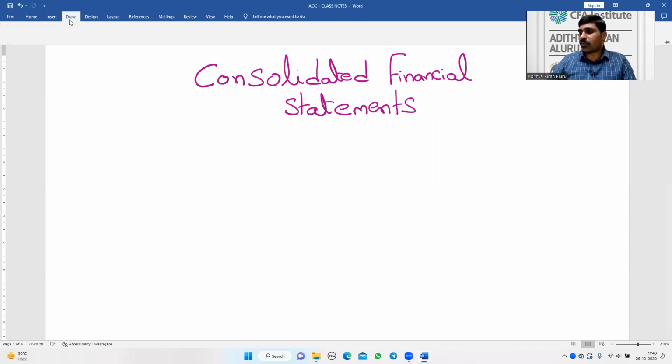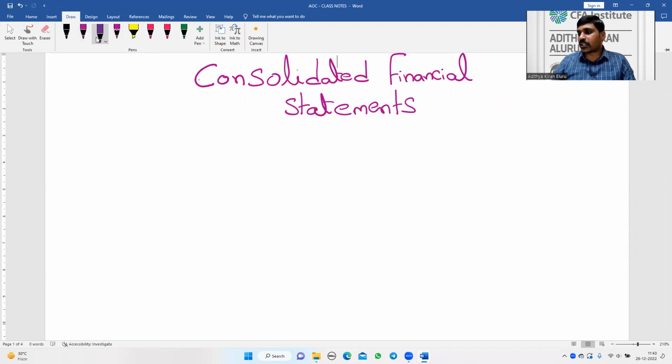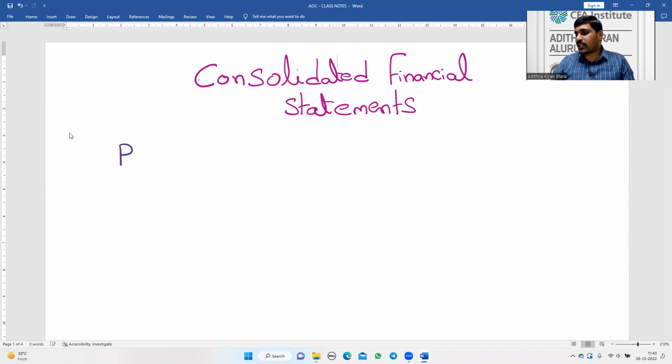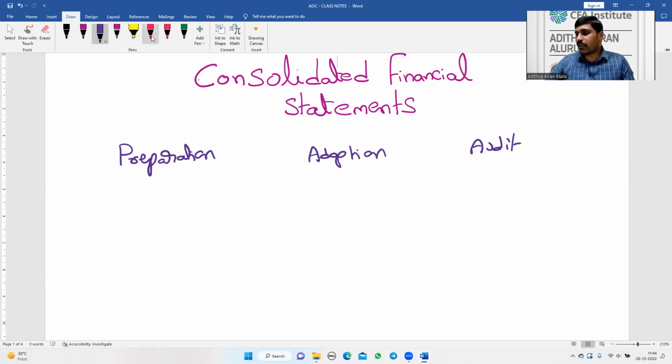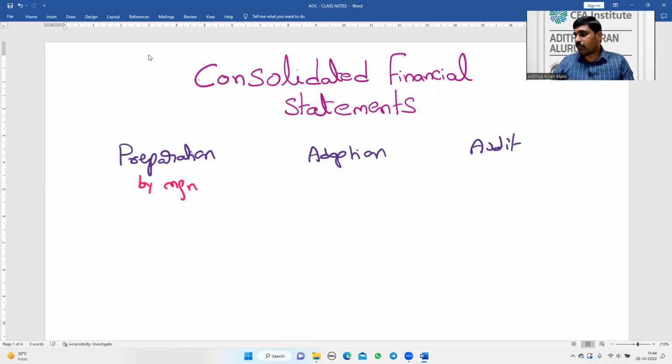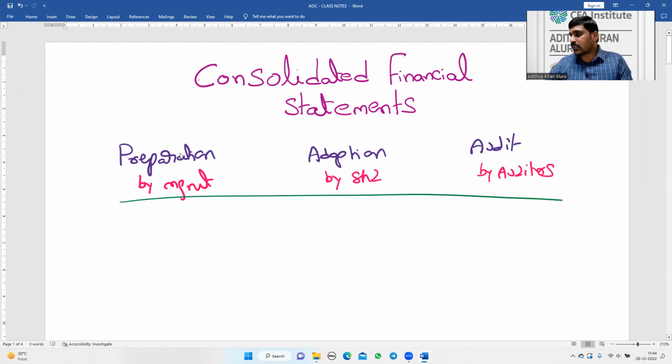First of all, what are the provisions applicable to consolidated financial statements? There are three things: preparation, adoption, and audit. What are the provisions applicable to how to prepare the financial statements? Preparation by management, adoption by shareholders, and audit by auditors.